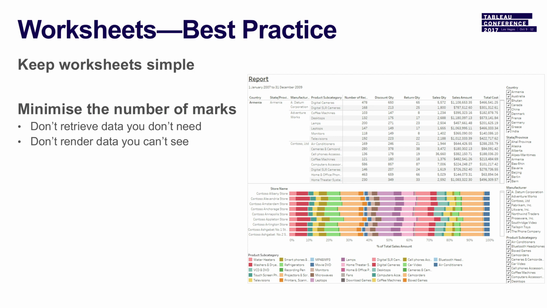And so I strongly urge you to really think about when you work with a crosstab, each one of those cells represents a mark, and each one of those marks has to come from an underlying data source. So don't retrieve data that you don't need, and don't render data that you can't see, are the two critical pieces here. The more you adhere to those two pieces of advice, the more performant your workbook will be, because essentially it's having to do less work.